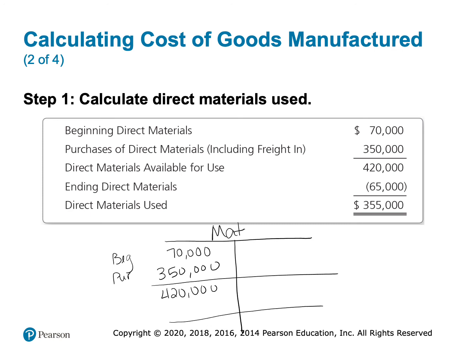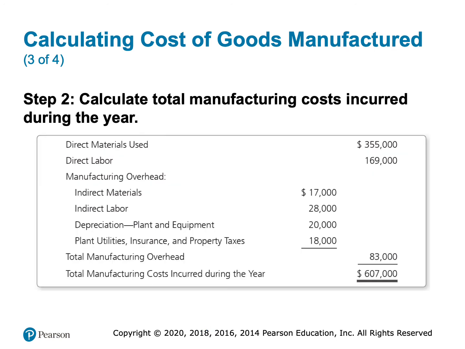We've got $65,000 of materials left. If I had $420,000 available for use and only $65,000 left, then I must have used $355,000 of materials. This is very similar to the way that we calculated supplies used way back in Chapter 3 of Financial Accounting when we were learning those adjusting entries. So I must have used $355,000 of materials. So my direct materials used was 355.